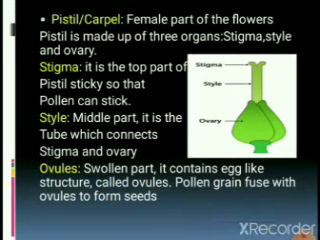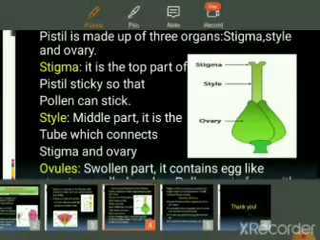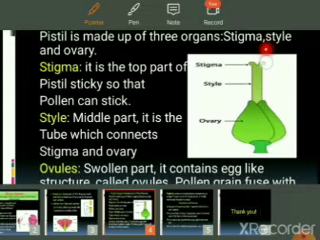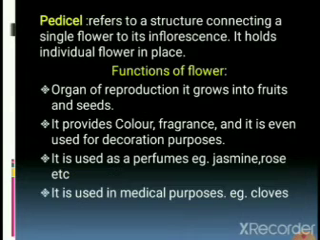Pollen grains fuse with ovules to form a seed. This pollen grain, which is a male reproductive part, sticks to the stigma. It travels from this portion, and here it gets fused with the ovule to form a seed-like structure. How exactly it happens, you will come to know in a later standard.